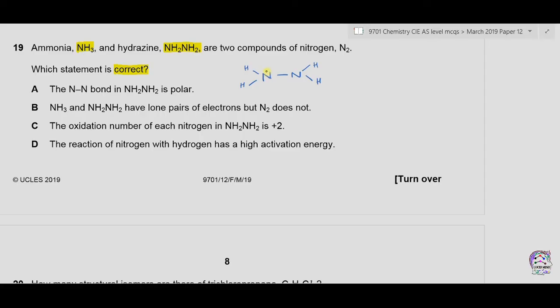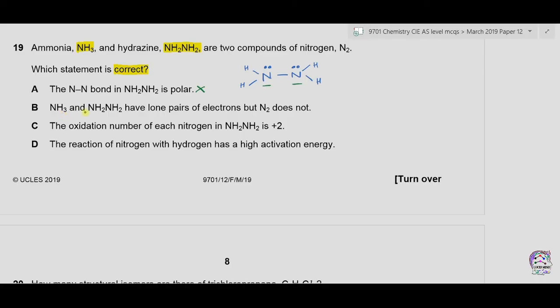As nitrogen belongs to group 5, it has 3 electrons in the outermost shell that are involved in bonding, while 2 electrons are present in the form of a lone pair. Same for this nitrogen. As we can see, both nitrogen atoms are singly bonded with each other and both have the same electronegativity as it is the same element. So therefore this bond is non-polar. So option A is incorrect.